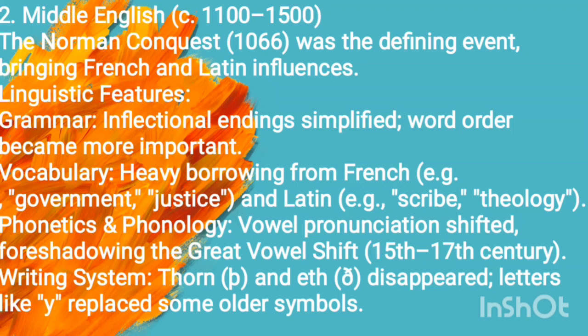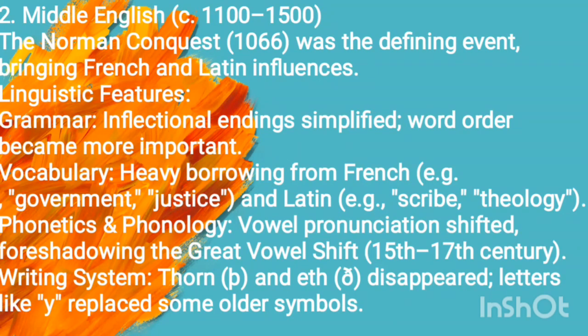The Norman conquest changed England's social and political structure. The ruling class spoke French while Latin was used in the church and administration. English absorbed many French and Latin words, changing its vocabulary and grammar. Linguistic features of Middle English start from grammar. Inflections disappeared, making word order more important.